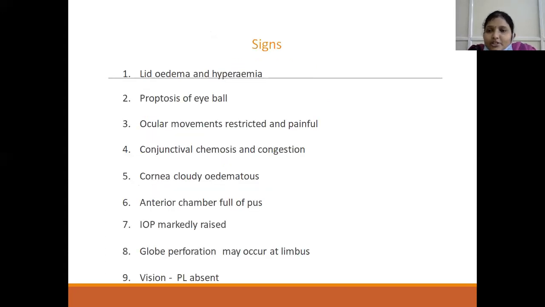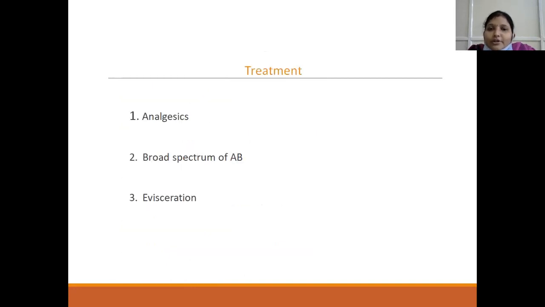And in the examination, we can see lid edema, hyperemia, proptosis of the eyeball with restriction of the ocular movements, and pain will be present during movement of the eyeball. Similar to endophthalmitis, we have here conjunctival chemosis, congestion, cloudy cornea, anterior chamber with pus, and IOP is markedly raised. And sometimes we can see globe perforation at the limbus. Vision, as I said, is in contrast to endophthalmitis. Here, vision is completely absent. That is no PL.